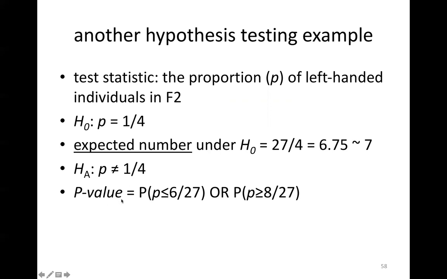And the p-value here would be the probability of observing something as extreme or more extreme than what we originally observed. So expectation is 7. What we observed was 6 in 27. So observing a ratio less than or equal to 6 in 27 or higher than or equal to 8 in 27 or more. Why 8? Where does 8 come from? Well, 6 is as much deviant from 7 as 8 is deviant from 7, right?